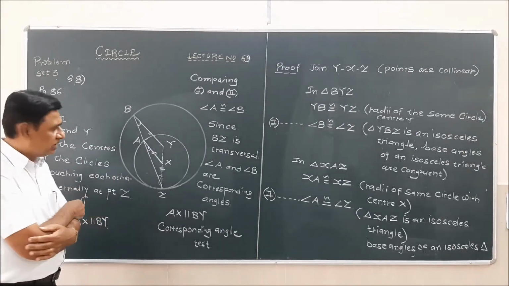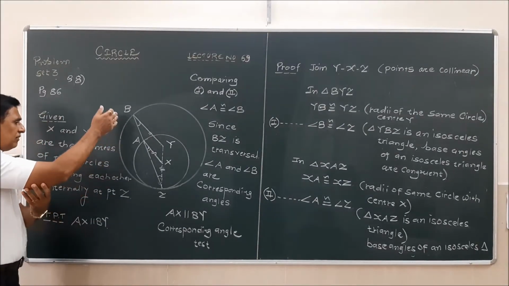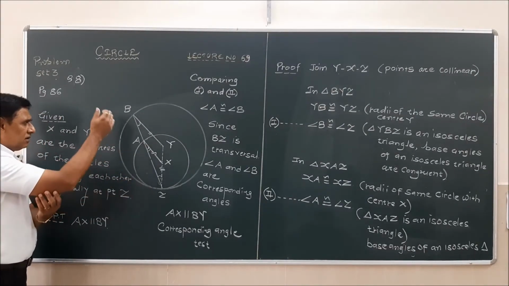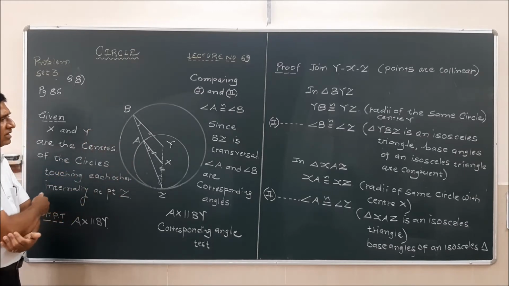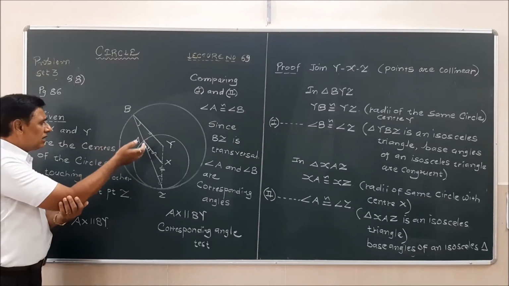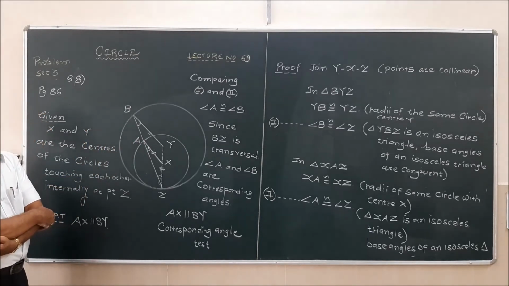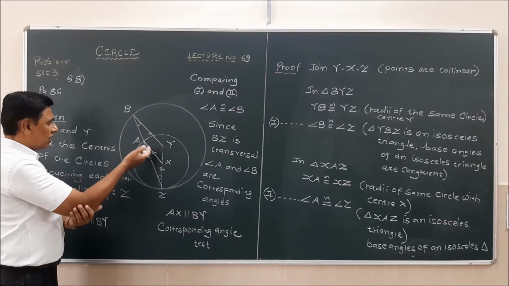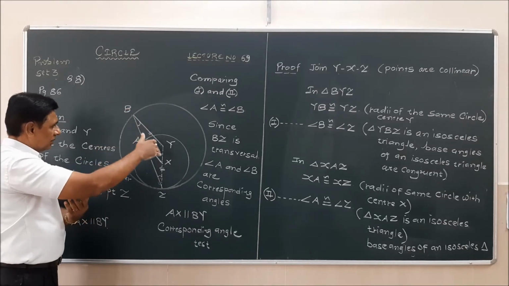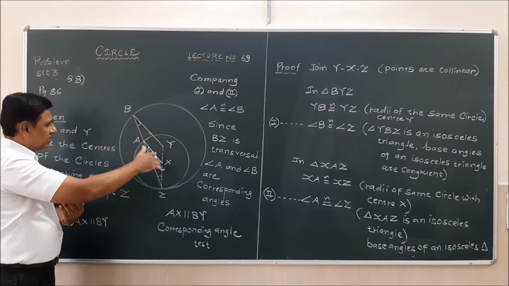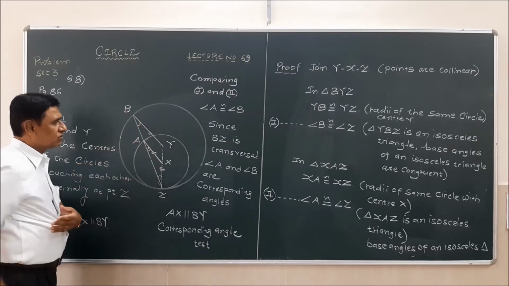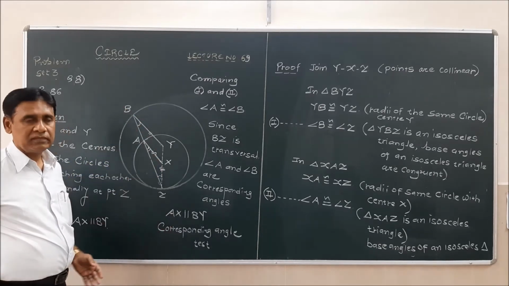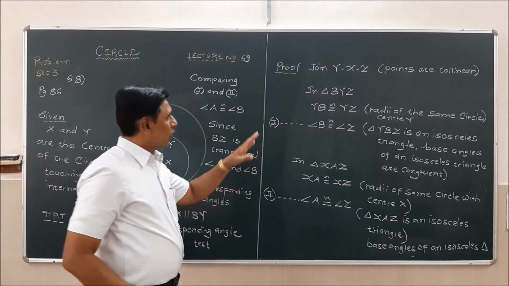If B is congruent with A, consider BZ as transversal, then angle B and angle A are corresponding angles. And if corresponding angles are congruent, the lines are parallel. So this is how you will be getting AX is parallel to BY. Very important.